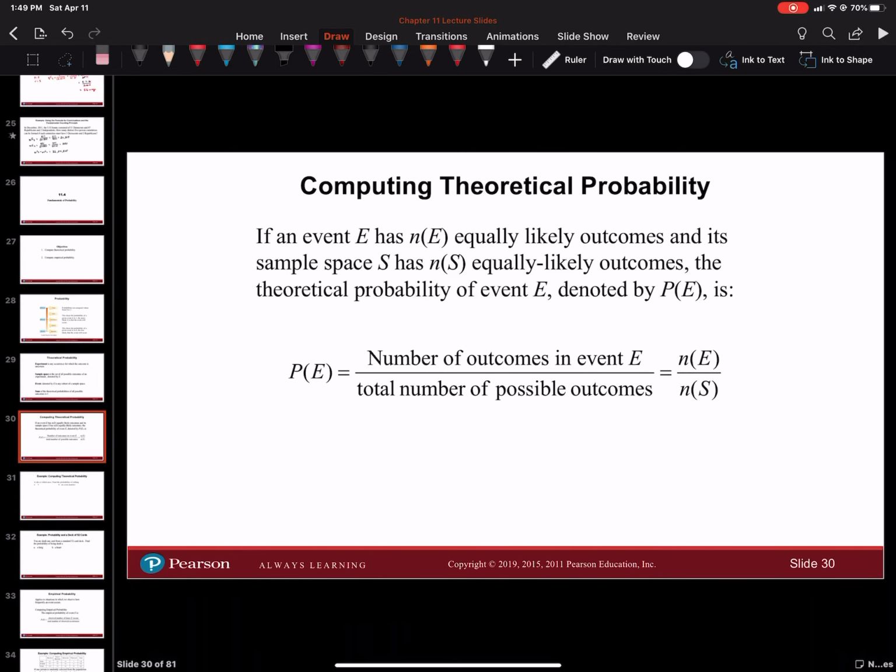Now, computing theoretical probability. It says the probability of the event E happening is equal to the number of outcomes in event E over the total number of possible outcomes in the sample space. So that's why it says N sub E and N sub S. So it's the number of outcomes in the event over the number of outcomes in the sample. And that's what we denote it by. So we're going to use this.